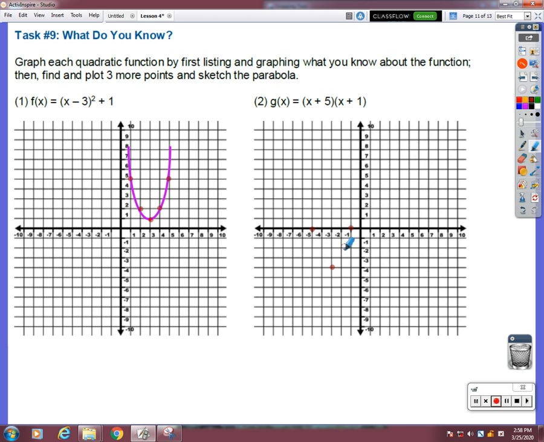Okay, now let's plug in -2 just to stay in the same area. So -2 plus 5 is 3, -2 plus 1 is -1, and multiply those together and I get -3. So that gives me a point there, and then by symmetry there's going to be another one there.